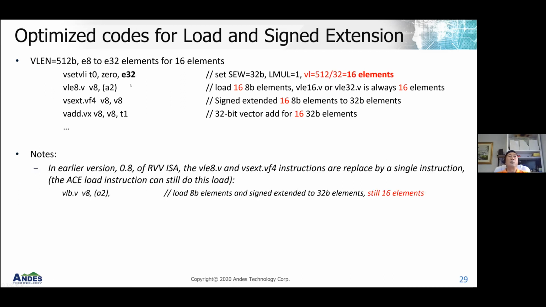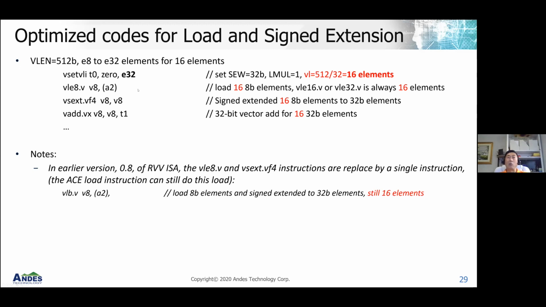Okay, so now it's the same code again, but now set it to E32. So the SEW is set to 32, LMUL is 1, and you have 16 elements. And remember, this is 16 elements, so the operation will automatically be set for 16 elements. And so when you do the vector load of the 8-bit element, because this is set to 16 elements, it will load only 16 8-bit elements.